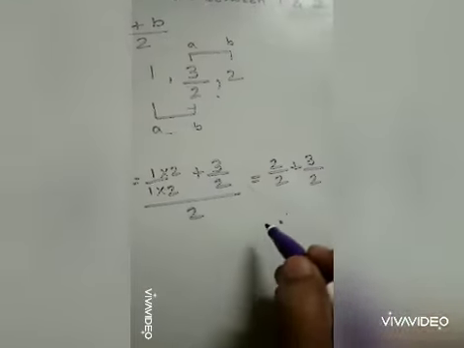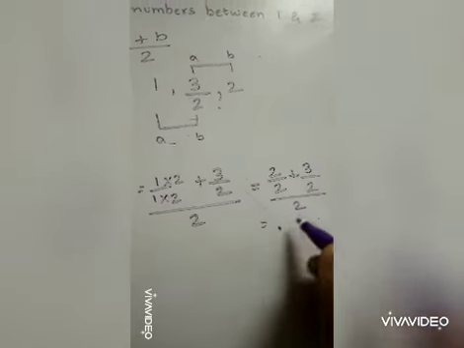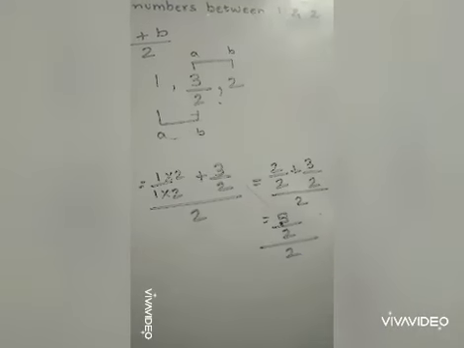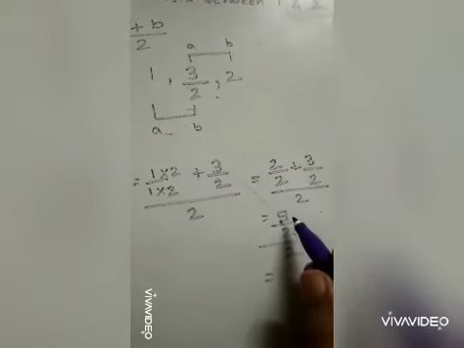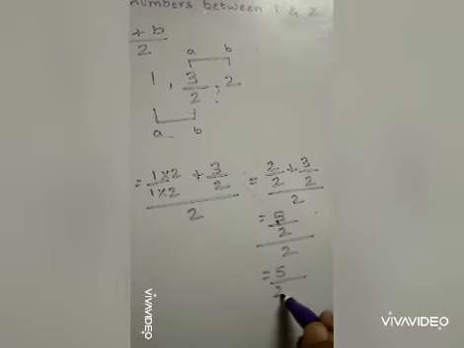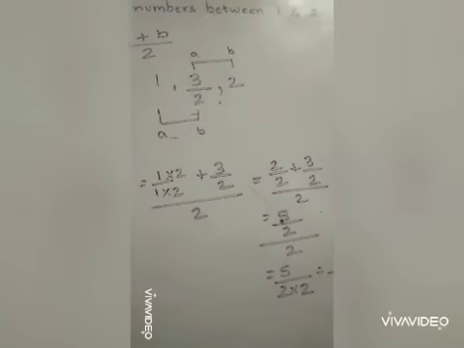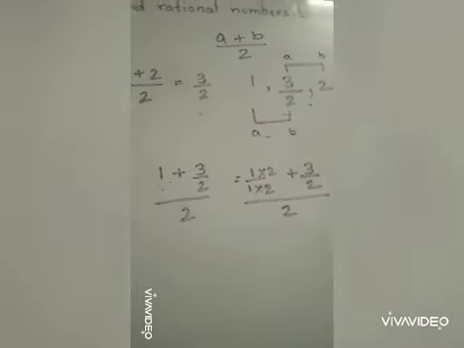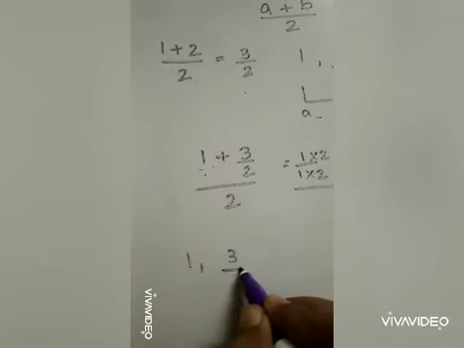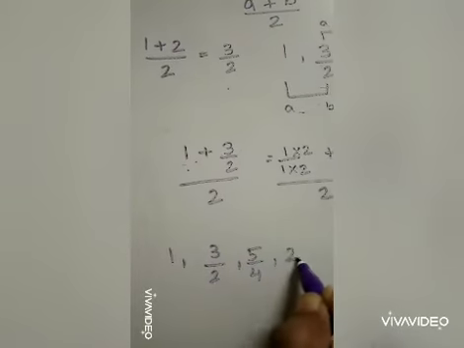So what it makes out to be, 3 plus 2 is 5 upon 2, and the bigger denominator is also 2. So it becomes 5 and this 2 comes down. So 2 into 2, that is 5 upon 4. So your another rational number between 1 and 2 is 5 upon 4. So the numbers are 1, 5 upon 4, 3 upon 2, 2.